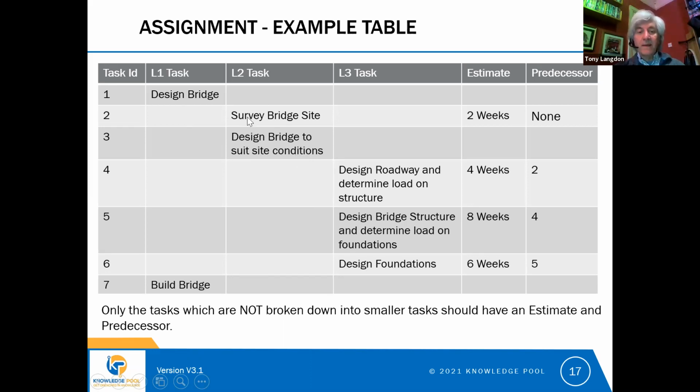And then you would break level 2 tasks down into level 3 tasks. Now, you'll see from this example that there are certain tasks, like surveying the bridge site, that don't actually break down. You don't need to break that down any further because you can estimate how long that will take reasonably accurately. So I've put an estimate there for the level 2 task of 2 weeks to survey the bridge site.